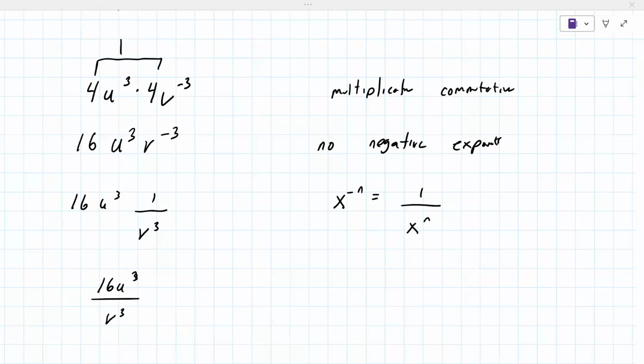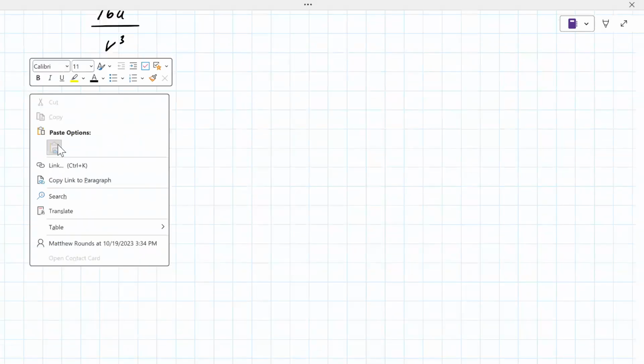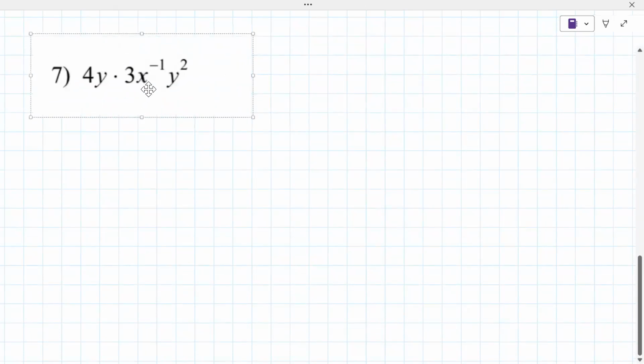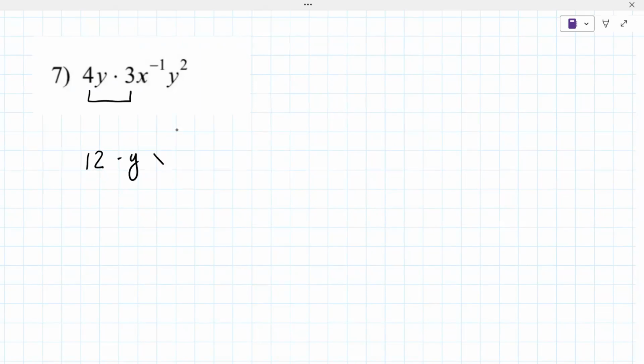So there's about 10 rules to know on that sheet, and they all come into play in different situations here. So then there's kind of no order of operations. It's kind of like whatever you see. Like if you see 4 times 3, you can do that first. That's 12 times y, x to the minus 1, y to the power of 2. What is the exponent above y when it's not written? 1. It's a 1. And you might think to write that.